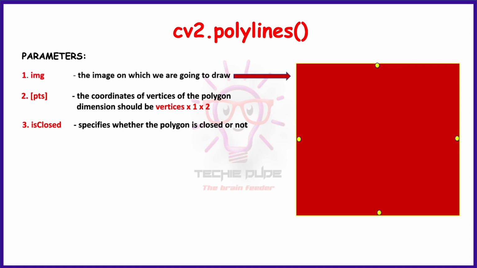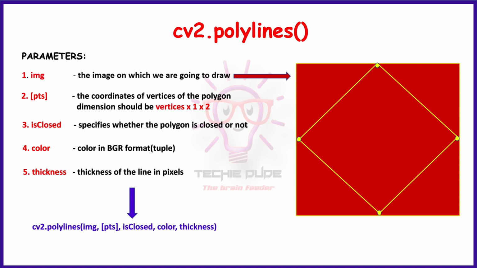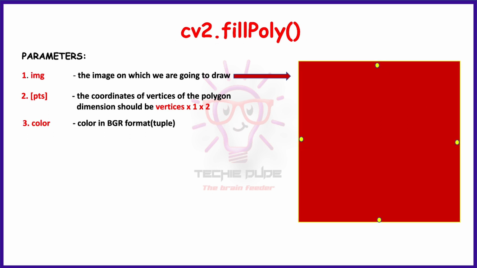The fourth and fifth parameter are the color and the thickness. And when I call this function by passing in these following parameters, I'll be getting an output which is similar to this. This is the case when isClosed parameter is true. When isClosed parameter is false, I'll be getting an output which is similar to this. So this is about cv2.polylines function. The next function which we will be looking into is cv2.fillPoly. The first three parameters are derived from the previous function, which is cv2.polylines. Namely, the parameters are image, points, and the color.